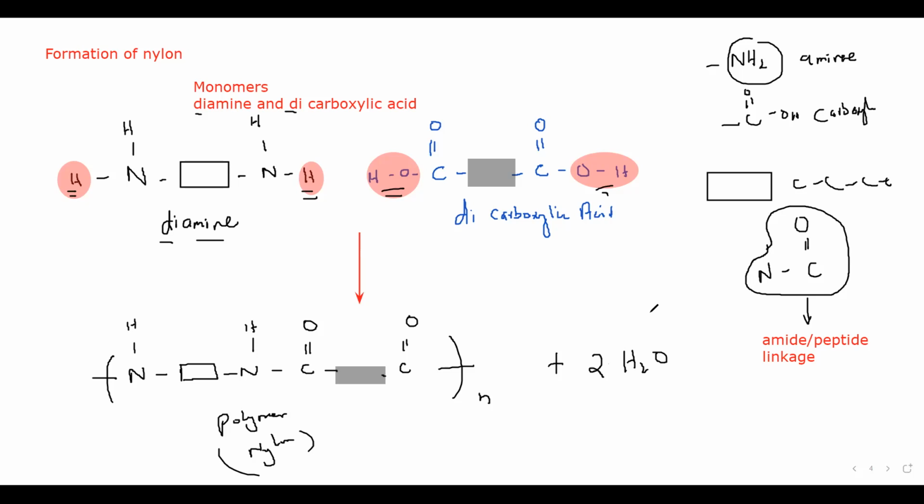But normally you don't have just one, you have a lot of molecules. For example, you have n molecules of diamine and n molecules of dicarboxylic acid. So how many water molecules will be released? That will be twice the number of molecules. So 2nH2O, where n is the number of molecules, which can be any number. Practically, you don't have one molecule. You have millions or trillions of molecules, which form a long chain compound.